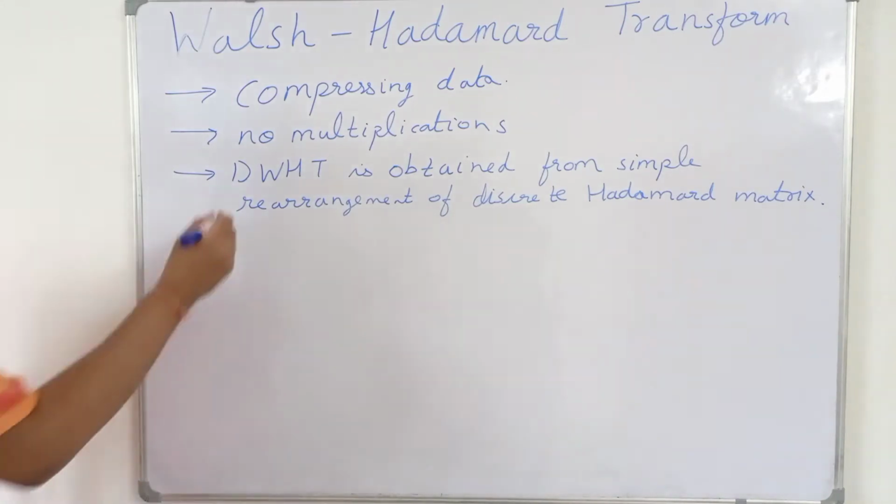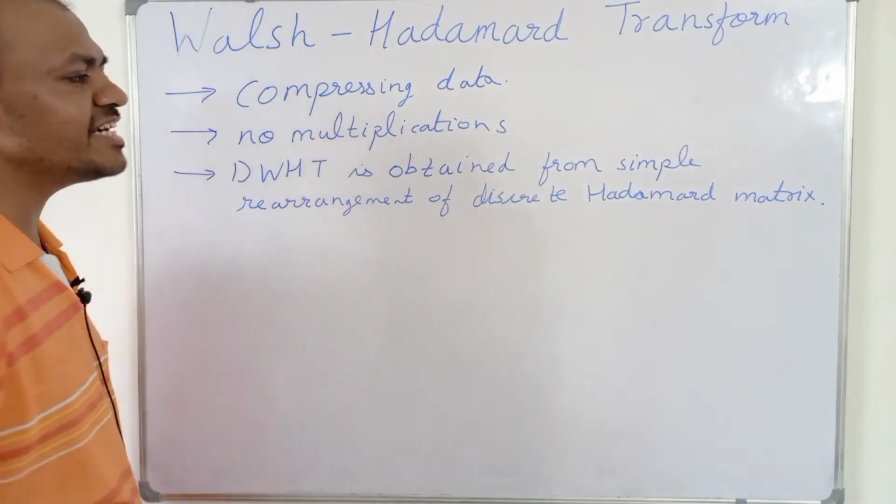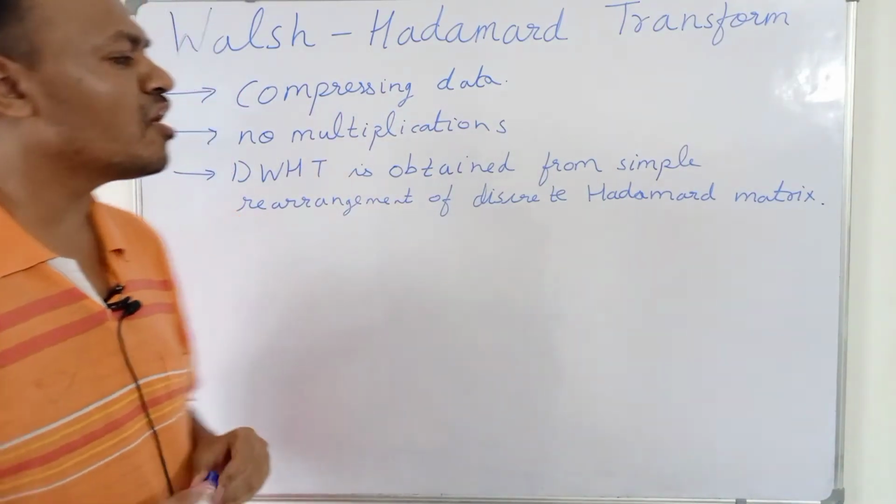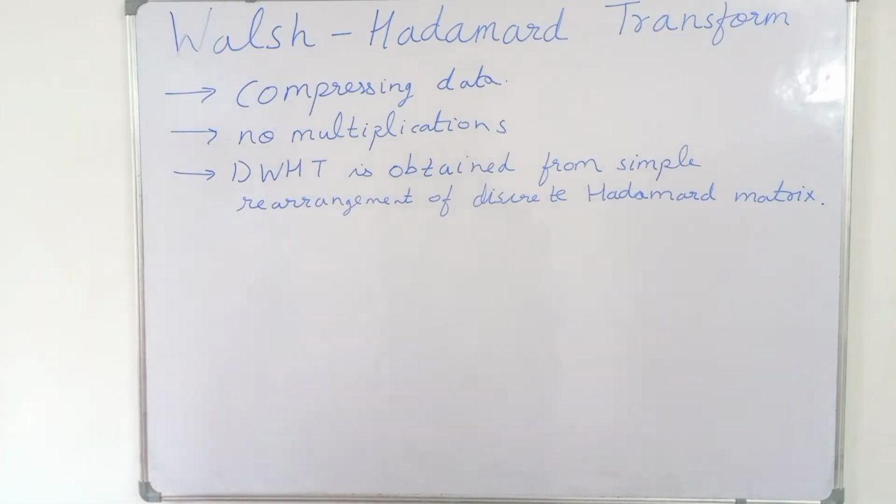Now the DWHT, that is the discrete Walsh-Hadamard transform, is obtained from a simple rearrangement of the discrete Hadamard matrix. Okay, so we only rearrange the discrete Hadamard matrix to obtain the discrete Walsh-Hadamard transform.